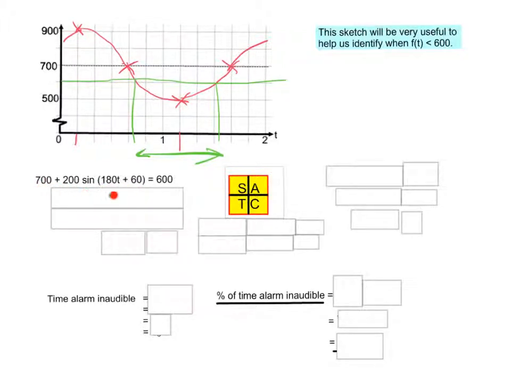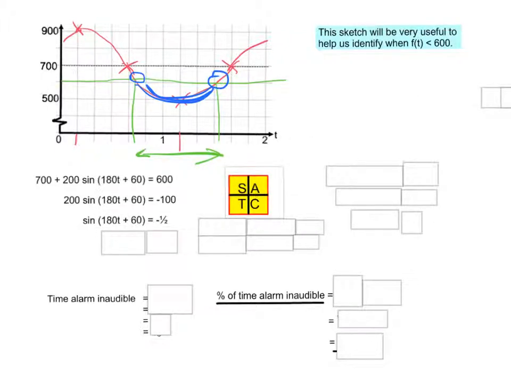I've got my original formula, and I'm interested in where it equals 600. Of course, these points here. That'll help me determine when it's below 600. So I've set up my equation. I'll need to deal with this 700 first, so I'll subtract that from each side. I'll need to deal with this 200, so I would divide by 200. Of course, negative 100 divided by 200 gives me negative 1/2.